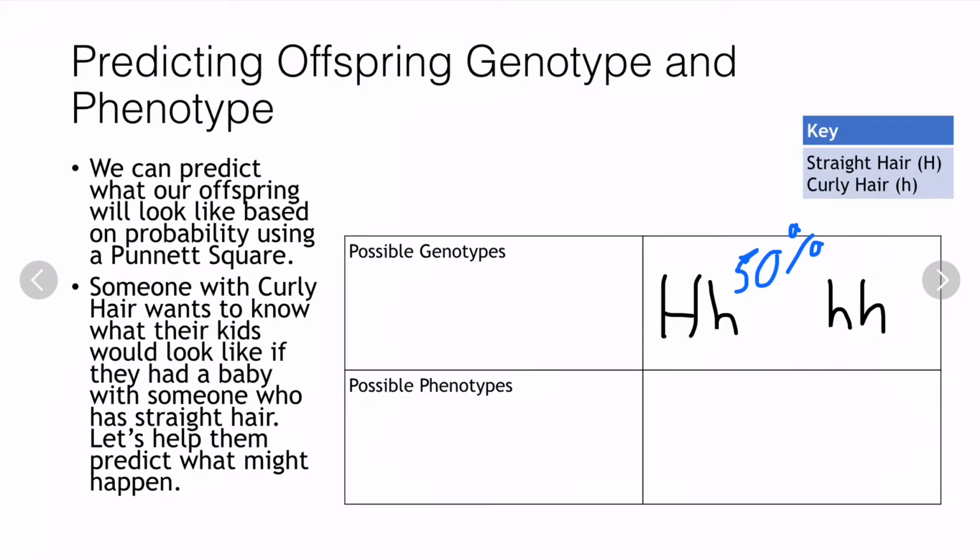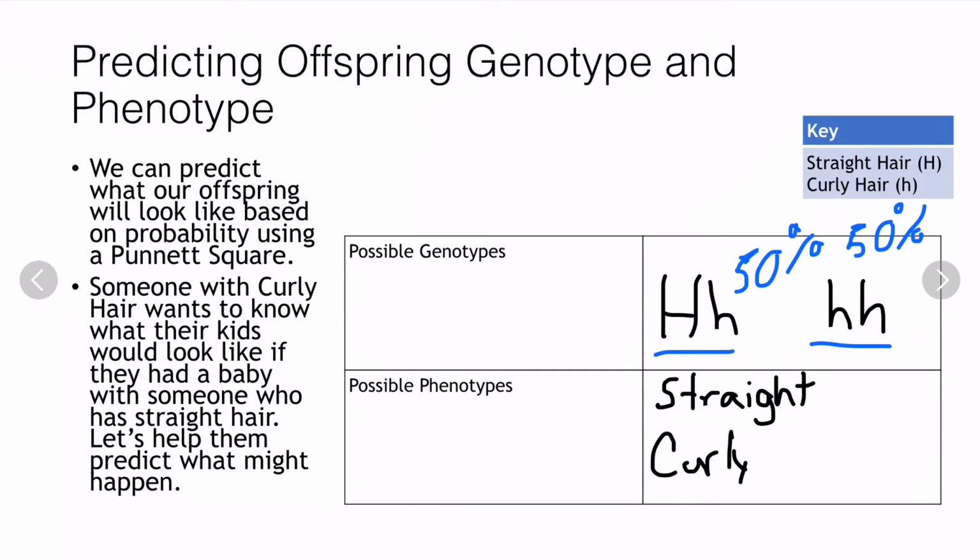Let me fix my 50% over here. 50%. Okay, now what were the possible phenotypes? Well, we know our possible genotypes. Our possible phenotypes were, well, this one has at least one dominant, so it would be straight hair. And this one has no dominant allele, so it would be curly hair. And the numbers are the same. There were 2 out of 4 of each of them, so the numbers would be 50% and 50%. Okay?